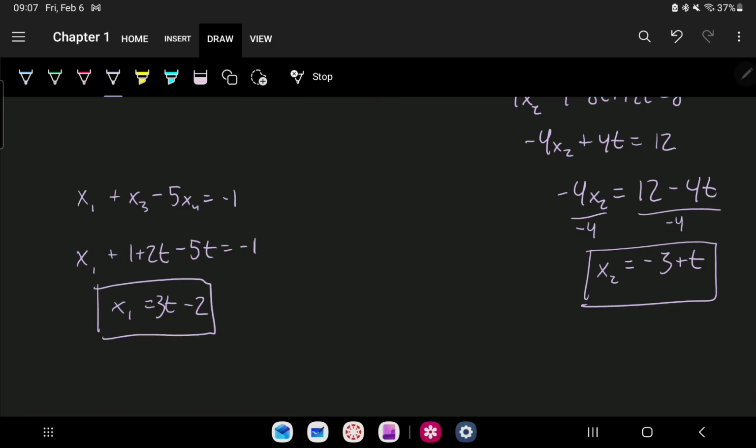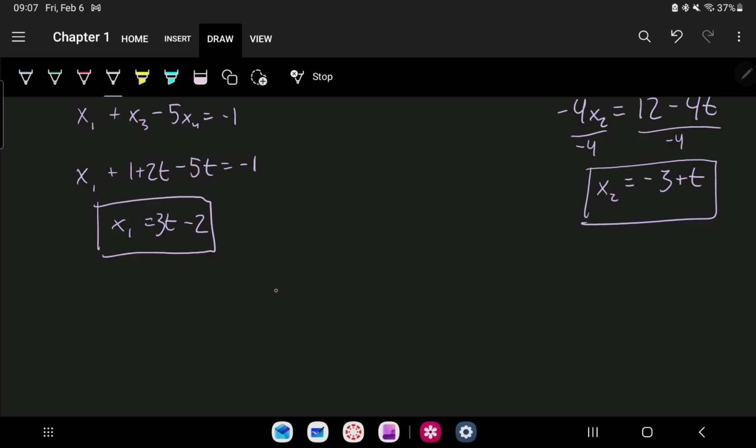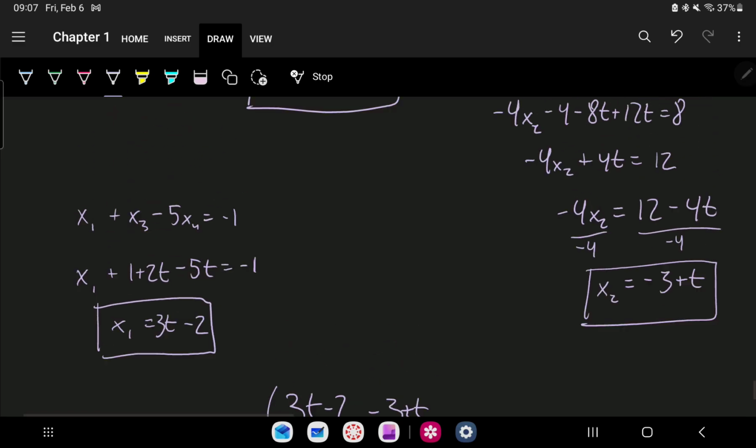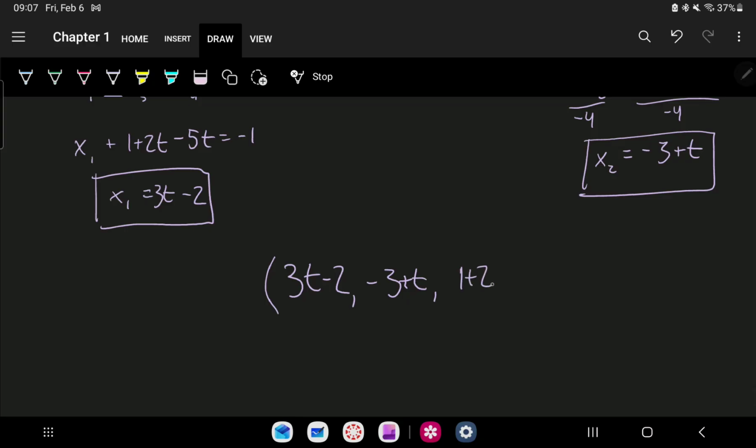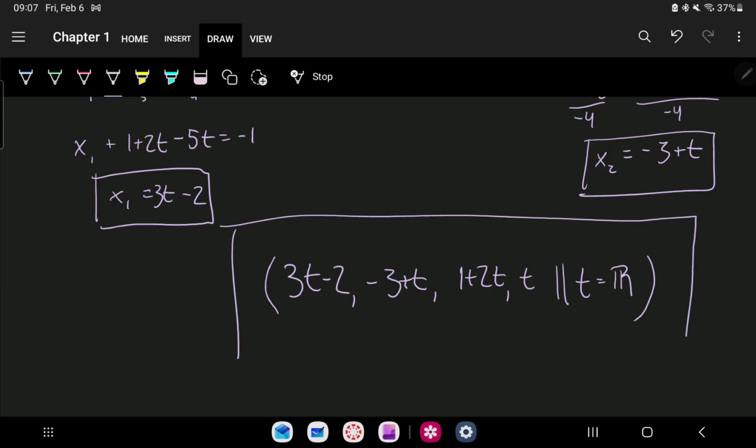So I know it looks a little weird, but we have our answer. Now our answer in coordinate form is going to be 3t minus 2, because that's our x1 term, then negative 3 plus t for x2, x3 is 1 plus 2t, and x4 is just t, where t is any real number. Yeah? Look at that.